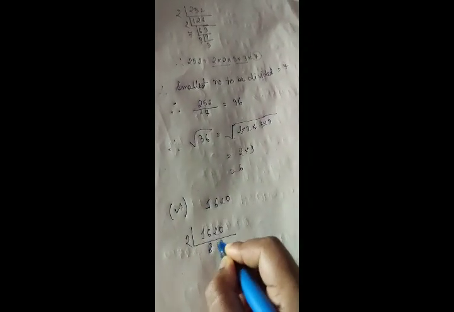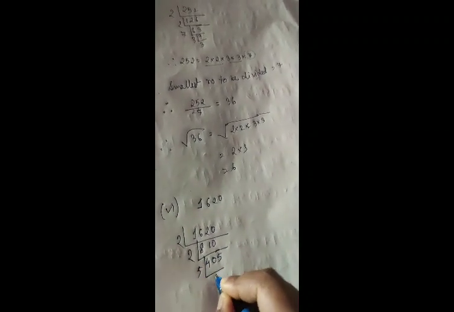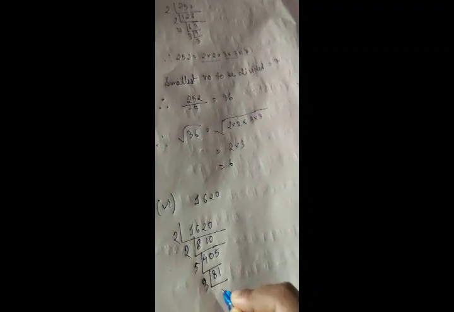Therefore 1620 is equal to 2 into 2 into 3 into 3 into 3 into 3 into 5. So the number without a pair is 5, and we divide by it. Therefore the smallest number to be divided is equal to 5. And 1620 divided by 5 is equal to 324.